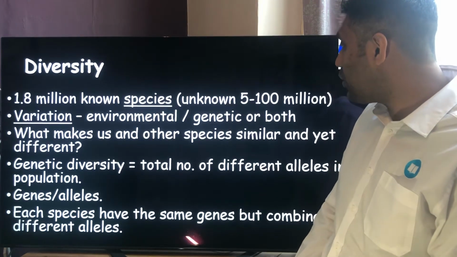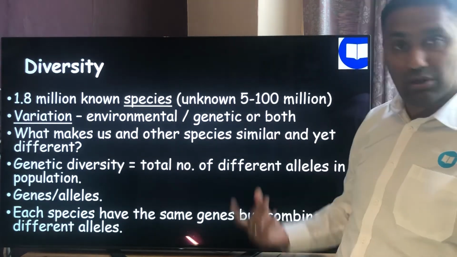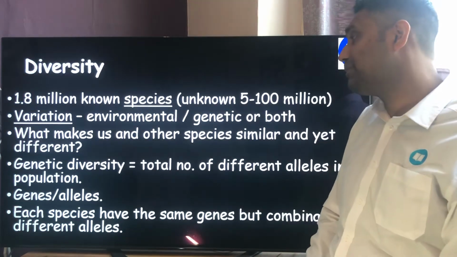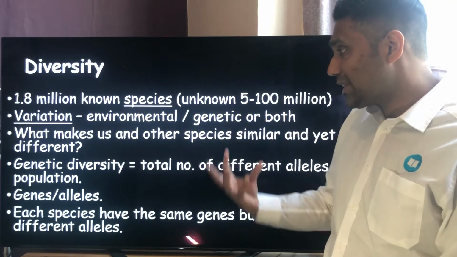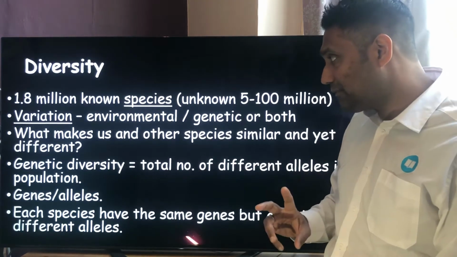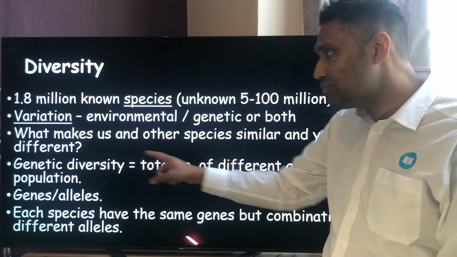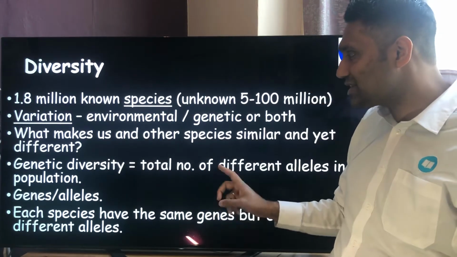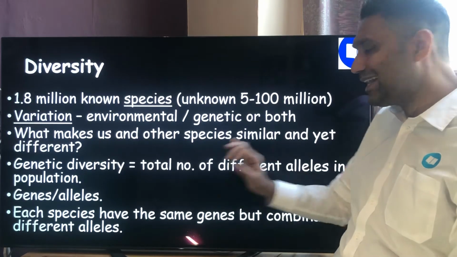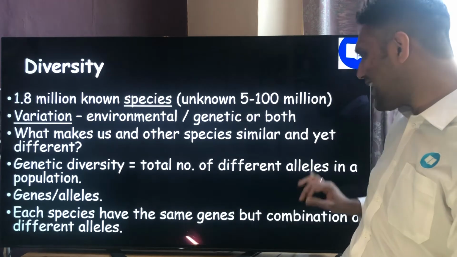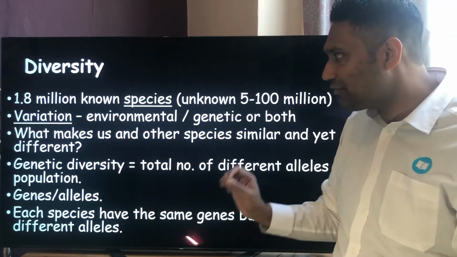So, what makes us and other species similar but so different? Same but different. Why? Because it's to do with our genes. This is the thing you can't get confused between. Genetic diversity, so gene differences, you must learn this definition. Genetic diversity is the total number of different alleles in a population. Different alleles. Now, what's the difference between the word gene and allele? You can't get confused between these two.